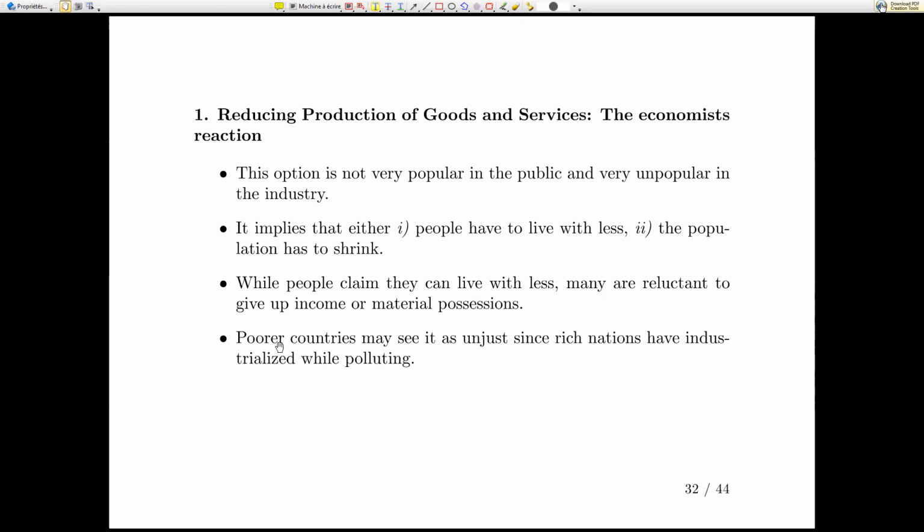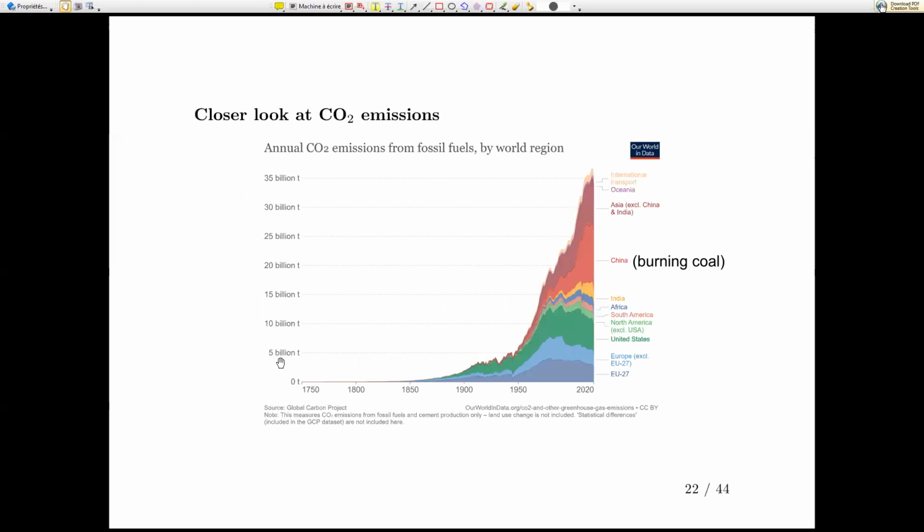And finally, poor countries may see this as unjust because rich nations have industrialized while polluting. So they're saying, yeah, but why do you have the right to enjoy a nice life with abundance? And you're saying we should just stop industrializing right now and stay poor. So that's right. If China had stayed here, then we would be in much less trouble. All of this would not be there.